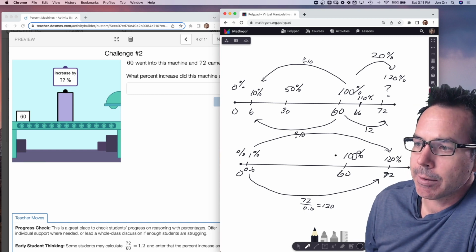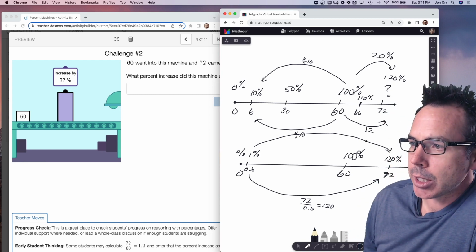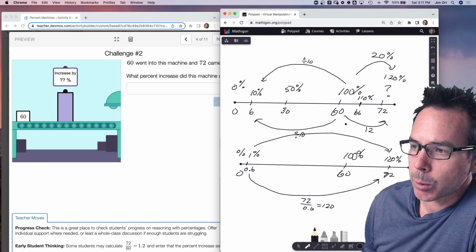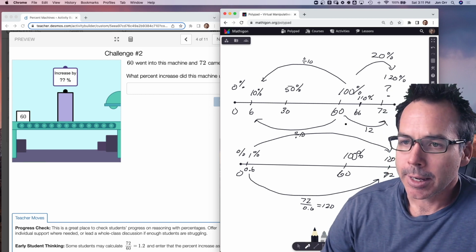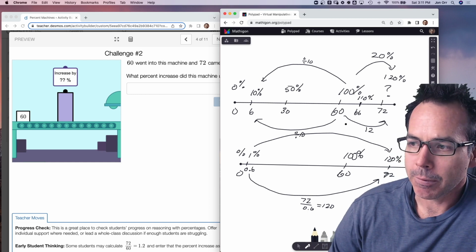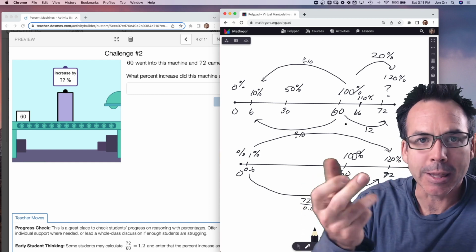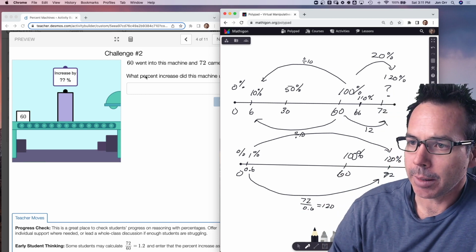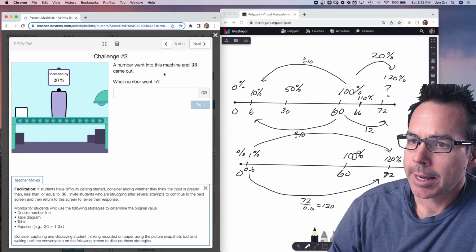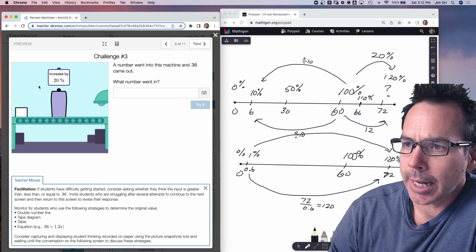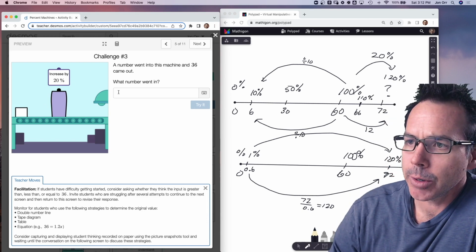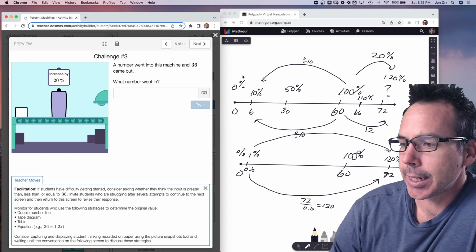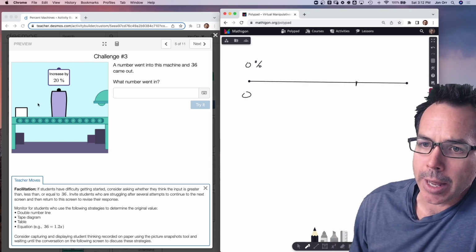Very nicely done. Very flexible strategy to think about how we can increase our percentages and work with the top of that number line and the bottom of that number line, and we can scale in tandem, which is amazing to see. I'll do one more from this challenge set. We could say a number went into this machine and it increased by 20% and 36 came out. And we know that a number went in.